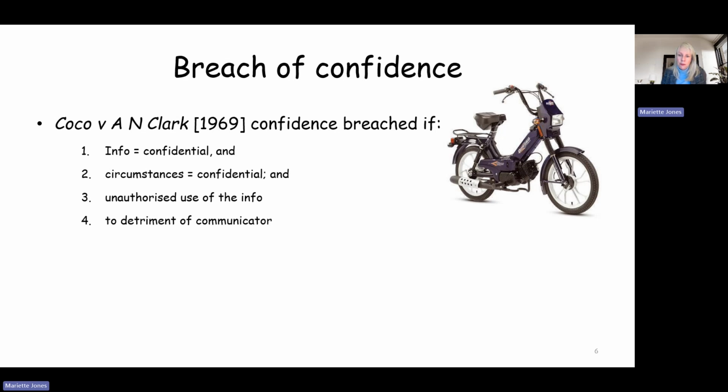Secondly, the information must have been imparted in circumstances importing an obligation of confidence. And thirdly, there must be unauthorized use of the information which then acts to the claimant's detriment. In this particular case, the court held that Coco had not provided sufficient evidence that the company had actually used his confidential information in developing their own products. So the claim failed on the facts, but the principles established here became hugely influential.